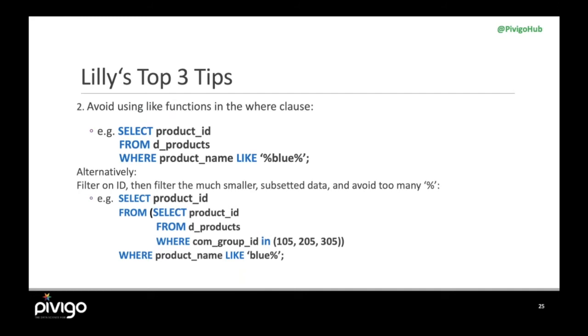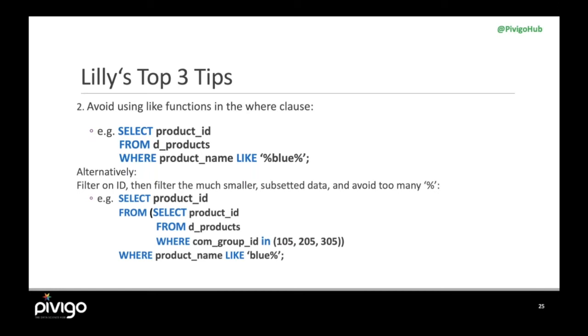Tip number 2, avoid using like functions in the where clause. In this example of a like function, we are using a wildcard. That is, this query is searching for any product that contains the word blue. The percentage signs on either side means that we expect text on either side of the word. Queries like this do not use a table's index and will be very slow.